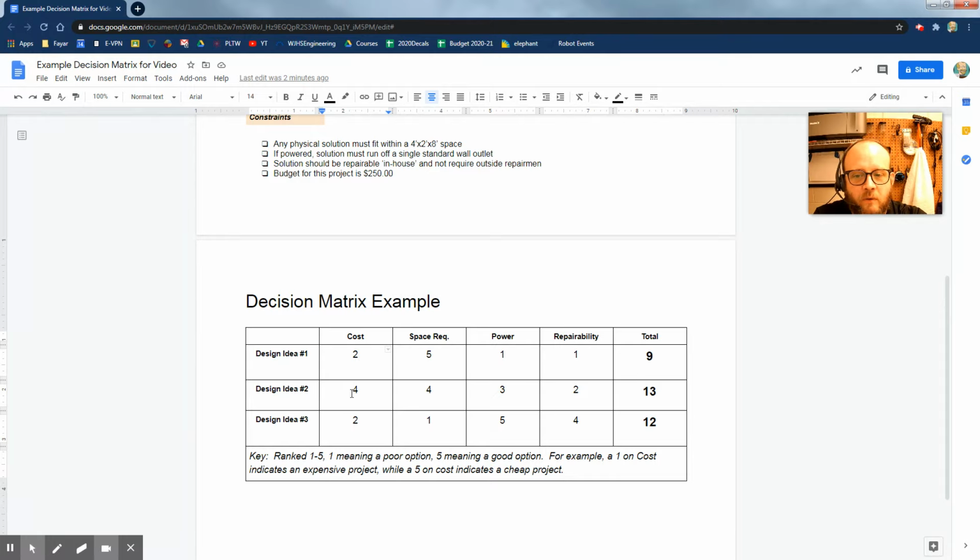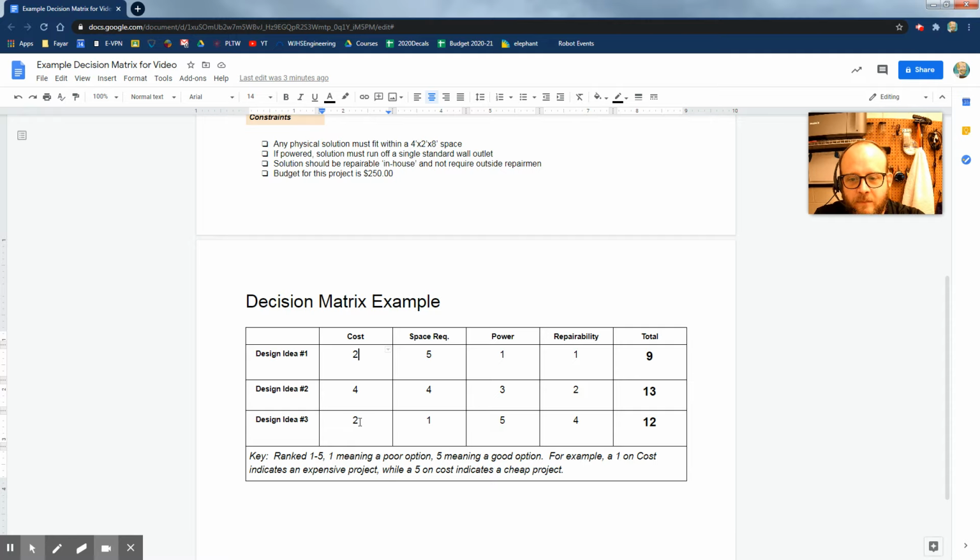Design idea 2, well, it's got a cost value of 4. So that means it's fairly inexpensive. Space requirement 4 means it's probably going to fit in that space. The power is 3. We don't know exactly what that means because obviously these design ideas haven't been fleshed out, but it might mean that it'll plug into a standard wall outlet, but you also need a power converter to adjust that 110 AC outlet to something else. So there's something going on there that we just don't quite know. Repairability, a 2, again, it probably requires a little bit more out there. Okay, total of 13.